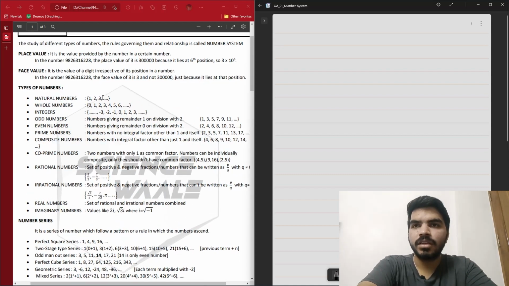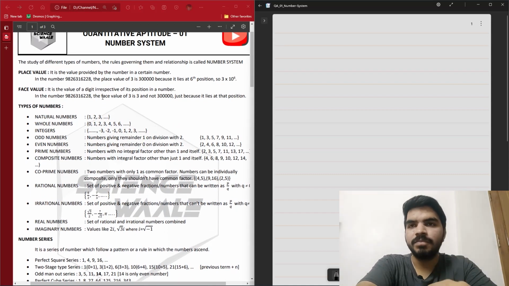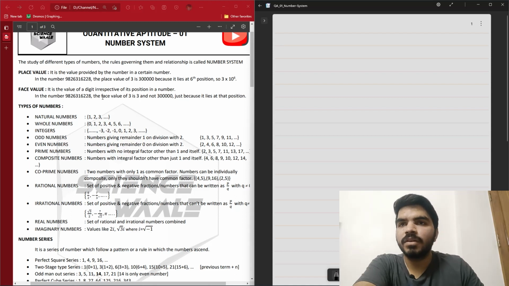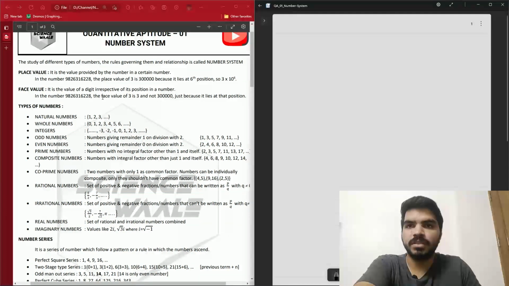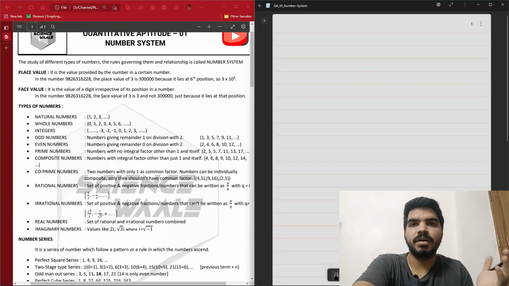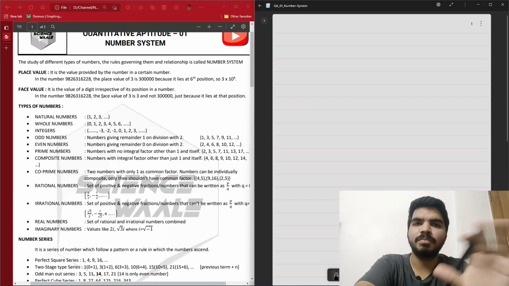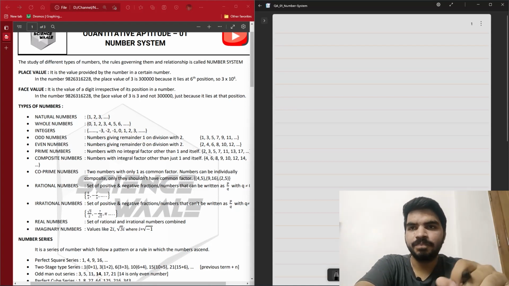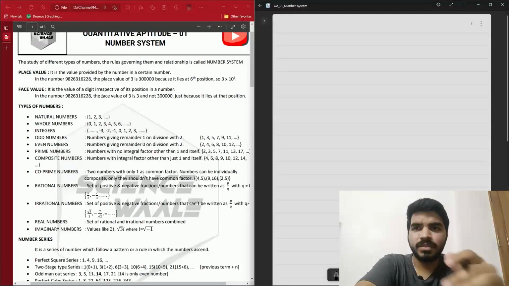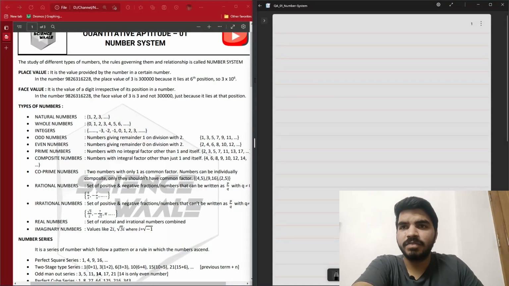First of all, I have provided one page of theory. The study of different types of numbers, the rules governing them, and relationship is called a number system. Nothing, don't keep that in mind. Simply we are dealing with numbers as of today. First term is place value.